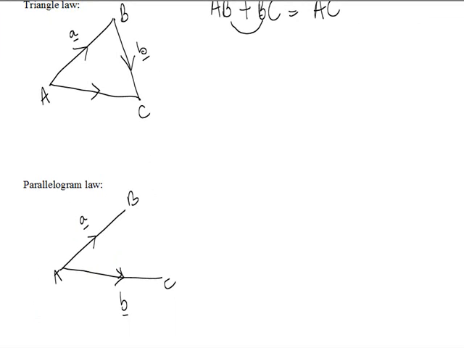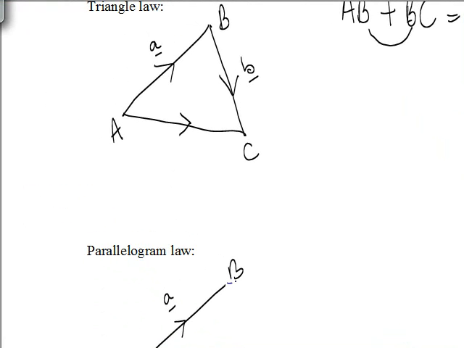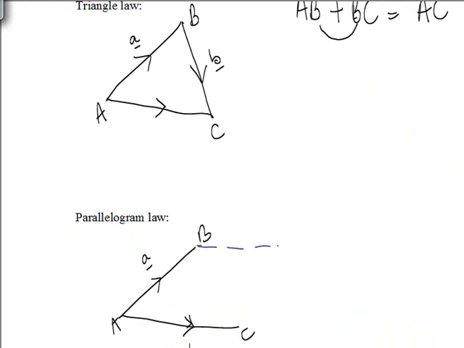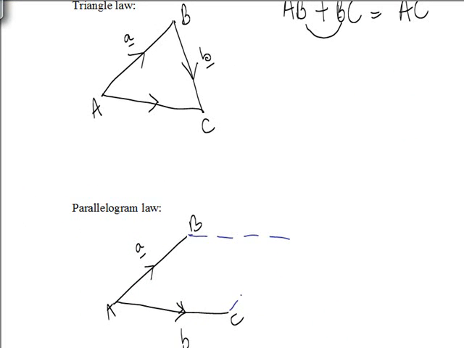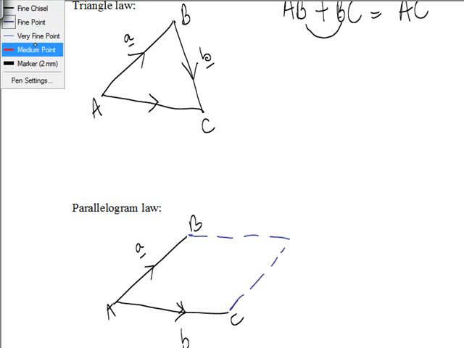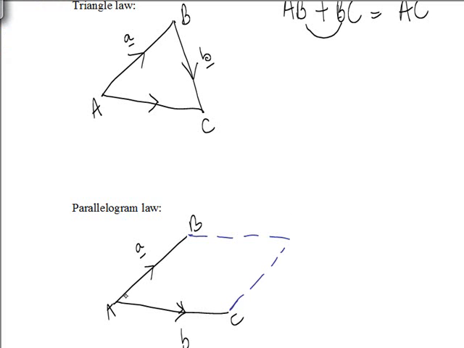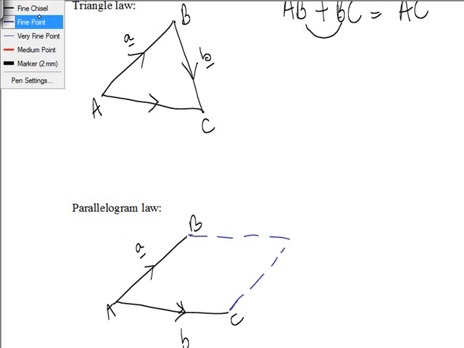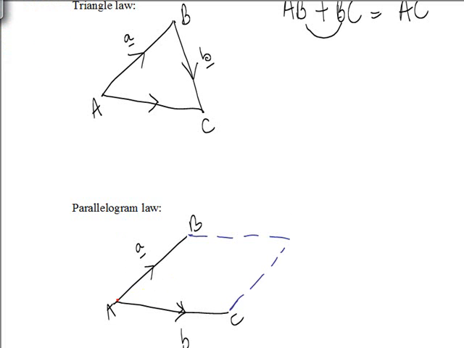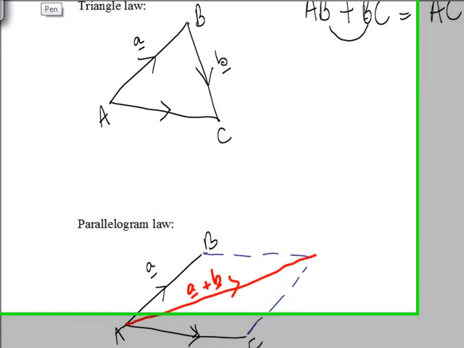So what you do, you draw, you complete a parallelogram like that. And then this, oh, what happened here? This is red. This line here, this vector is A plus B. That is the parallelogram law.